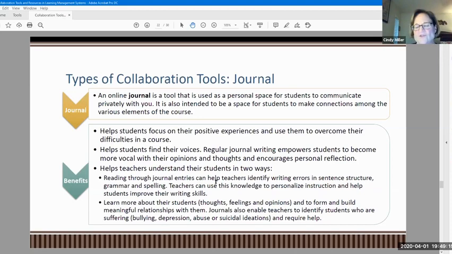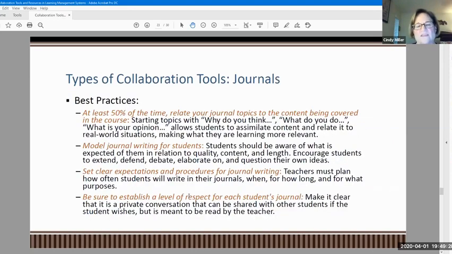Journals also enable teachers to identify students who may be suffering from bullying, abuse, those kinds of things too. So once the student feels comfortable talking to you in that journal, it really starts to open them up to other things that they want to discuss as well.